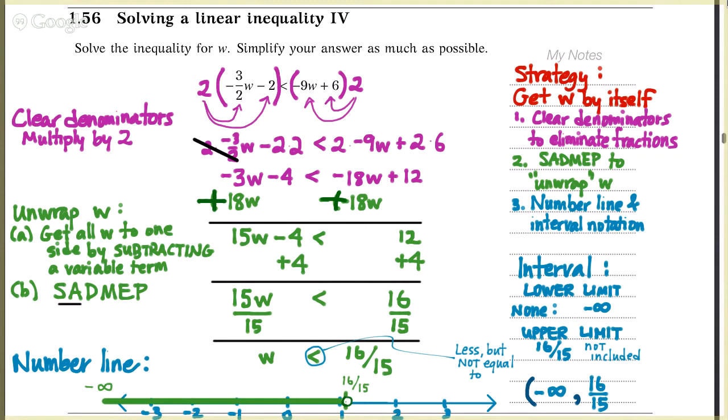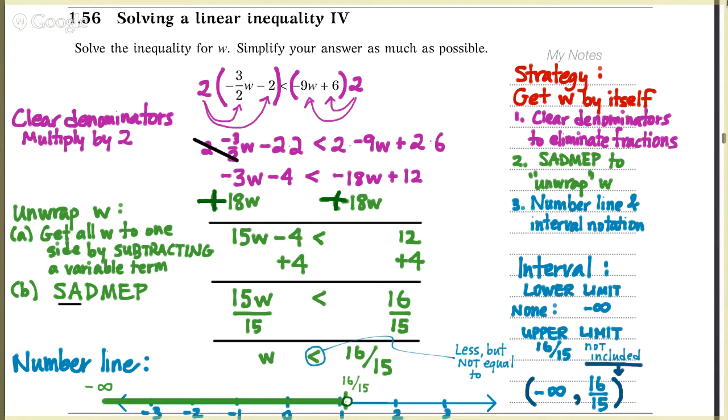Negative infinity, which always gets a round parenthesis because we never include it, and in this example, 16/15 gets a round parenthesis also because we don't include it. So this is a complete solution for how to solve a linear inequality, which in this example has variables on both sides of the inequality and also has fractions.